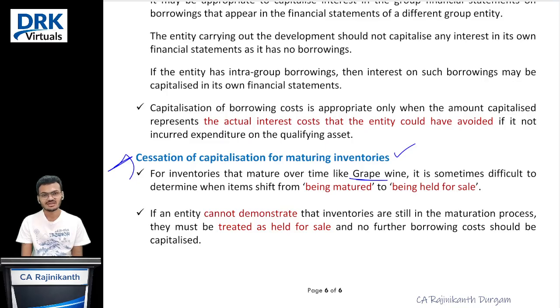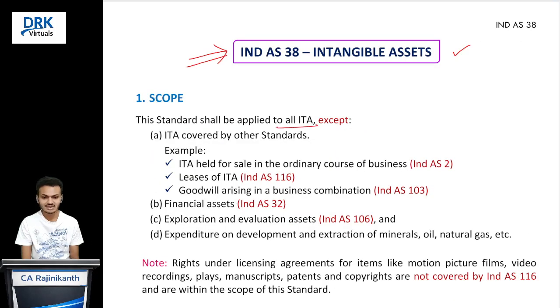Okay. So with this, our discussion on Ind AS 23 is completed. As we know, this standard is applicable to all intangible assets. However, there are some exceptions. What are they? Intangible assets covered by other standards. For suppose, leases of intangible assets. Intangible assets held for sale in the ordinary course of business, meaning they are inventories to that particular entity, are covered by Ind AS 2. Consequently, they are scoped out of Ind AS 38. These are just examples.